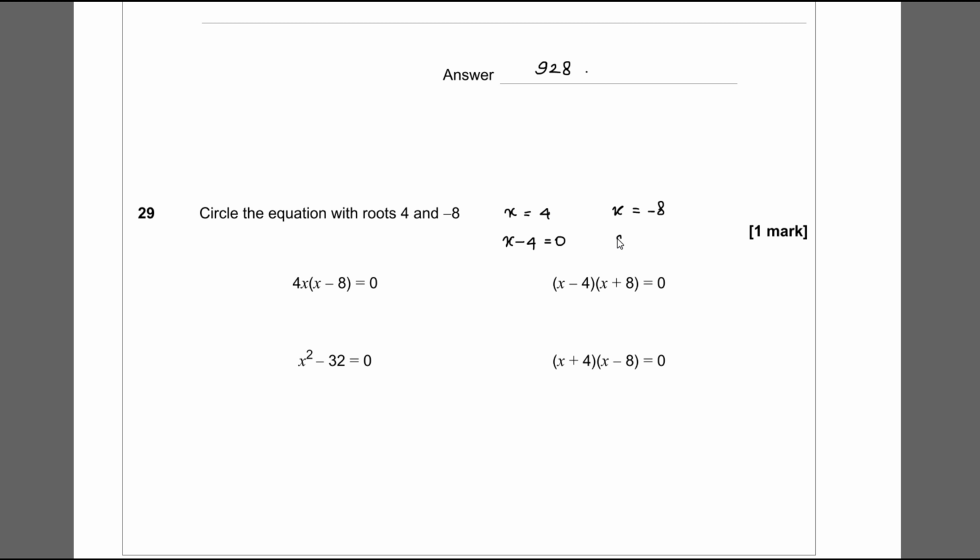The same thing happens here. x plus 8 is equal to 0. So if x minus 4 is equal to 0 and x plus 8 is equal to 0, that means this term times this term will be 0 times 0. That means we can combine these two: x minus 4 times x plus 8 is equal to 0. So we can simplify this writing into (x minus 4)(x plus 8) equals 0. So we get this equation, which is here.